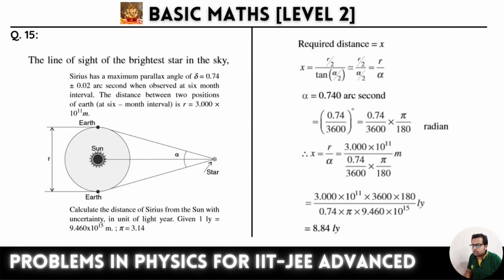So what is light year? Here it is also given, 1 light year is equal to 9.46 into 10 to the power of 15 meter. So just divide this by 9.46 into 10 to the power of 15. So you will get the relation in light year. When you solve it, you get the answer, that is 8.84 light year.